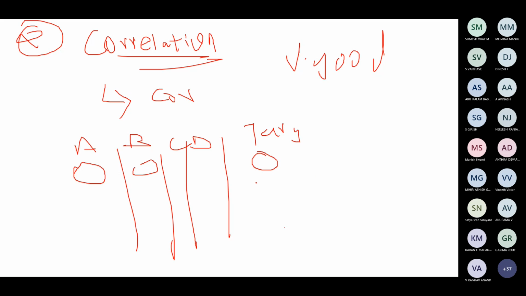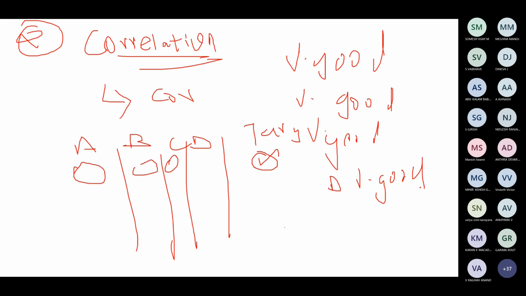If B is highly correlated with the target variable, it means it's very good. You should not remove that. If C is highly correlated with the target variable, it is very good. You should not remove that. If D is very highly correlated with the target variable, it is very good. You should not remove that also. These are all independent features. A, B, C, and D are independent features, and the target variable is dependent on A, B, C and D. So if there is high correlation between the independent and the dependent, then it is very good.